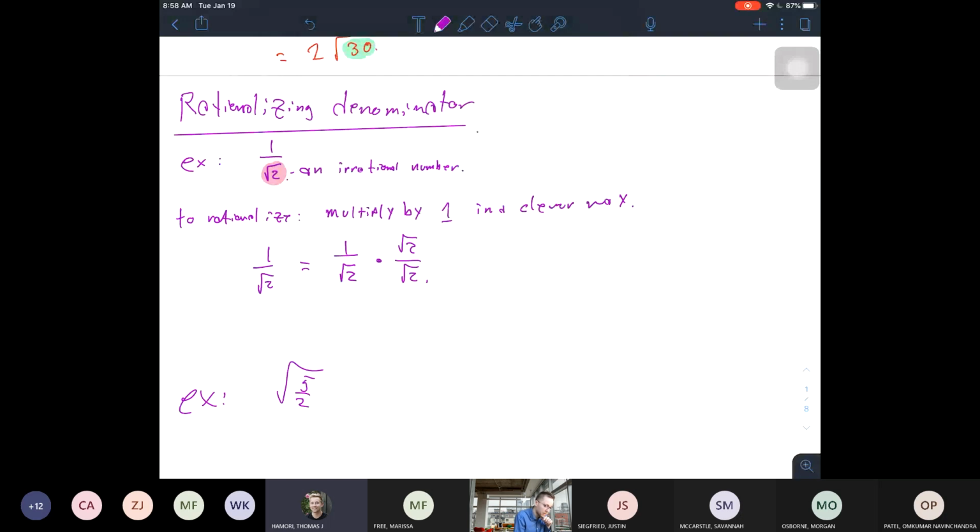And when I multiply that out, I'll multiply straight across. I'll have 1 times the square root of 2, which is the square root of 2. And in the denominator, I will have the square root of 2 squared. If I take the square root of something and I square it, I just get back that original number. So this is the same as the square root of 2 divided by 2. That's how we multiply by 1 in a clever way to, quote, rationalize the denominator, because now the denominator is 2, and 2 is a rational number. In fact, it's even a whole number, a natural number. So that's how we rationalize the denominator. Any questions about that?